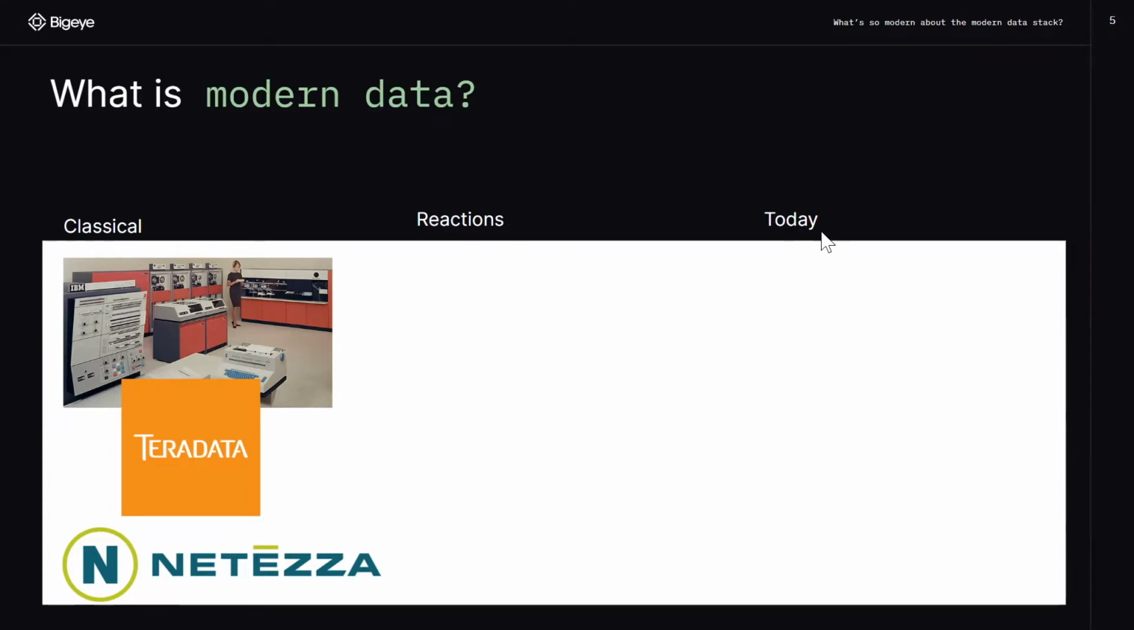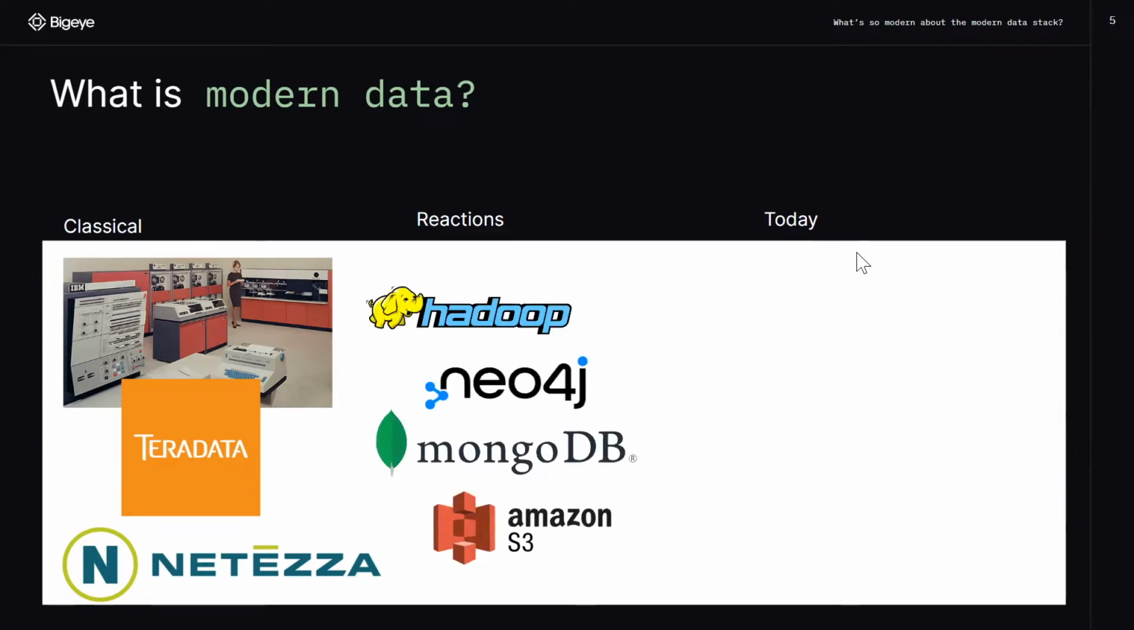In the past 10, 20 years, there have been a lot of reactions. So we have the brutalism that is Hadoop, right? Like this really low level clustering system that lets you store and process massive amounts of data. It's pretty rough. Believe me, I've lived there in my previous life.